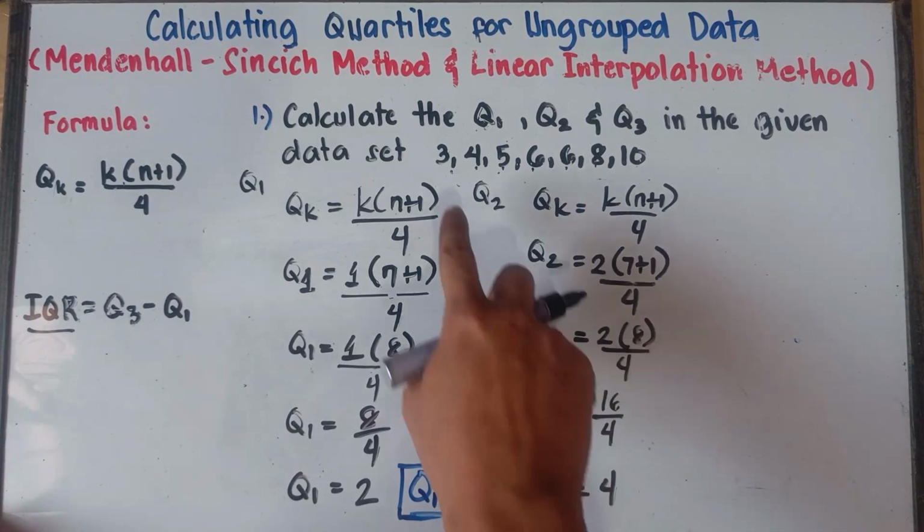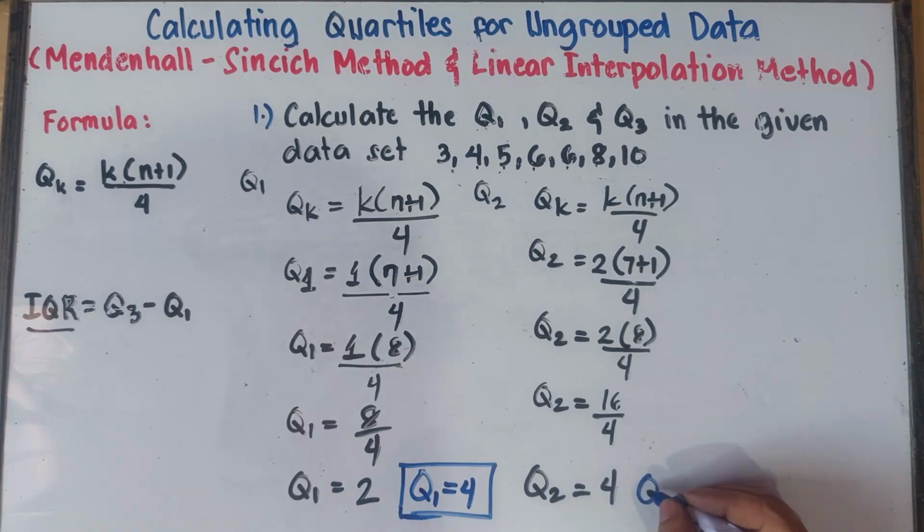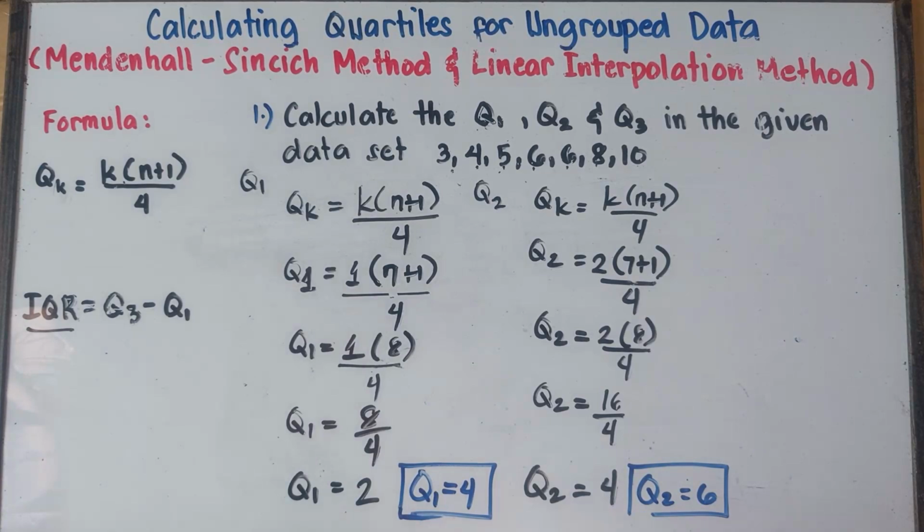So, fourth position. So, 1, 2, 3, 4. So, that would be 6. So, therefore, quartile 2 is 6. Okay, once again, class, this is the answer. Quartile 1 is 4. Quartile 2 is 6.